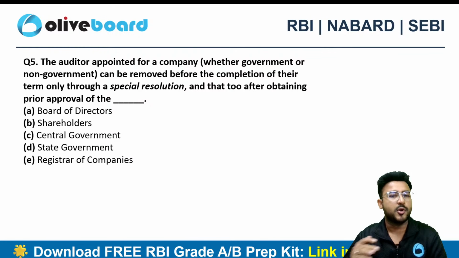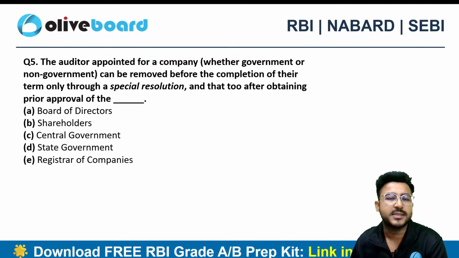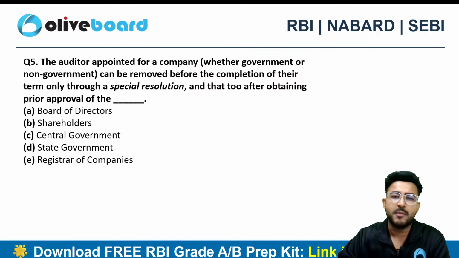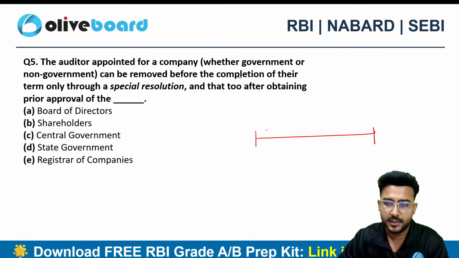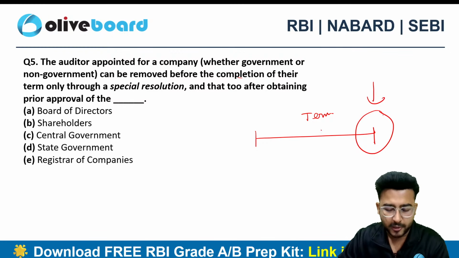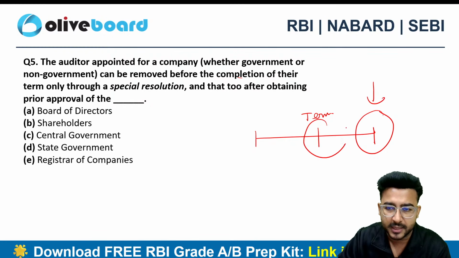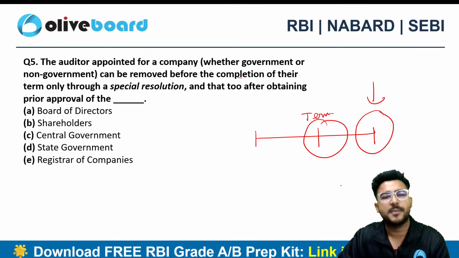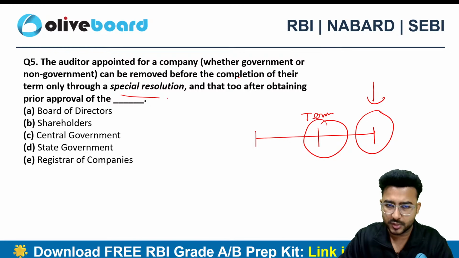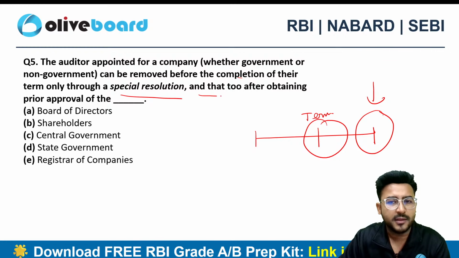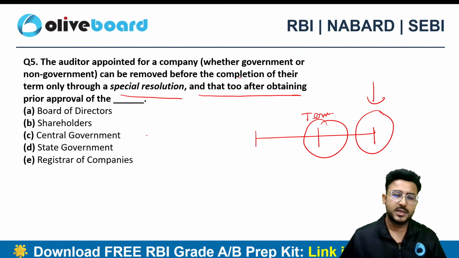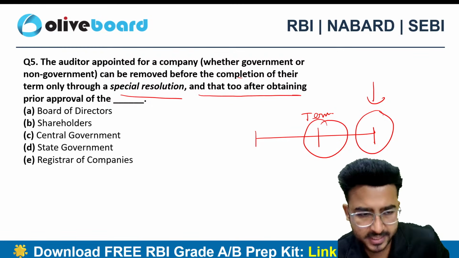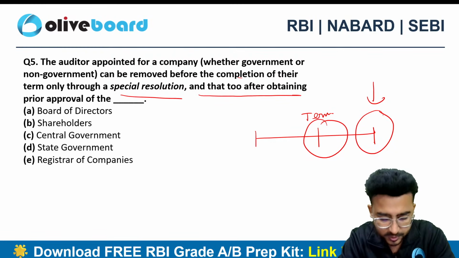Next one. An auditor appointed by a company, it doesn't matter whether it's a government company or non-government company, can be removed before the completion of the term. Let's suppose this is the term of the auditor. This is the end date of the term. Now, if we want to remove the auditor, say for example here, then what is the procedure? Only through a special resolution. I need a special resolution, and that too after obtaining the prior approval of whom? BOD, Board of Directors, shareholders, central government, state government, or registrar of companies. What do you think, guys?